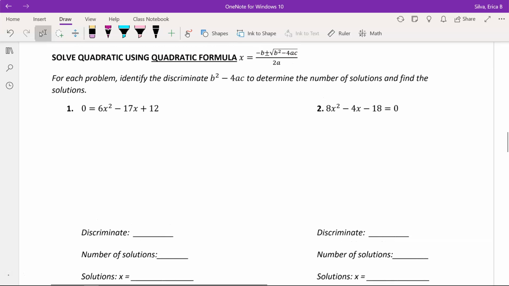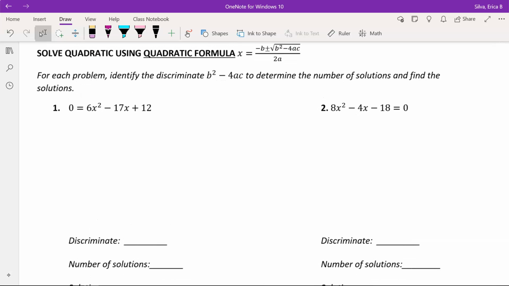We're going to be looking at the quadratic formula. So for each problem, we first want to identify my discriminant to find the number of solutions, and then we're going to find the solutions. So we want to see if we can factor anything out. We can't. So let's start with labeling our a. Our b is negative 17, and our c is positive 12.